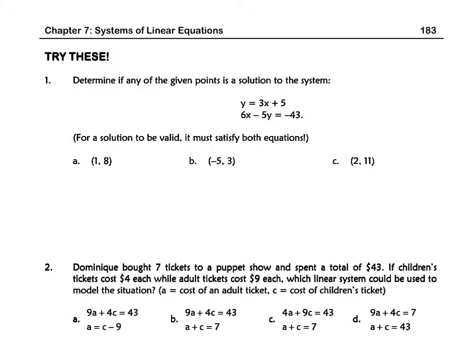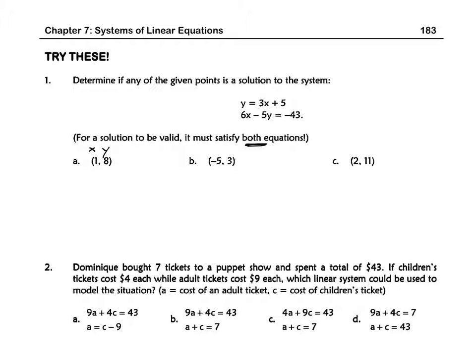All right, so some examples you can try. First, once you're given a system, knowing whether or not a point is a solution to this system. In order for a point to be a solution to the system, it has to satisfy both equations. So we're going to take the first equation and plug in this x and this y to see if this is a solution to this system.